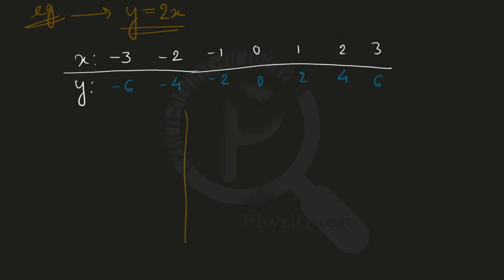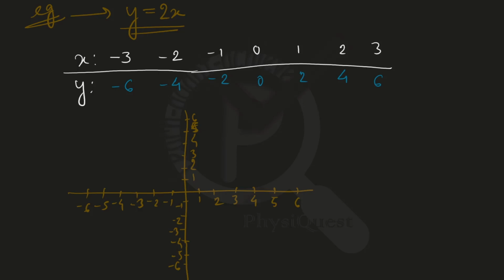So this is the y-axis, this is the x-axis. Suppose this is 1, 2, 3, 4, 5, 6, and on this side minus 1, minus 2, minus 3, minus 4, minus 5, minus 6, and so on. And on this side 1, 2, 3, 4, 5, 6, and minus 1, minus 2, minus 3, minus 4, minus 5, minus 6.